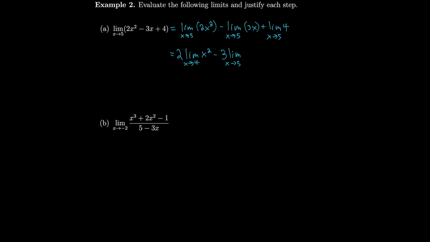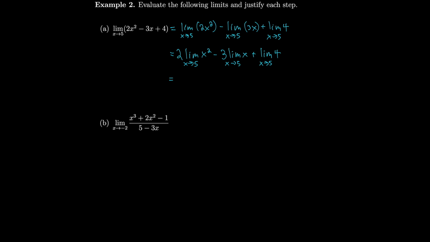Oh wait, what did I do, 4? That should be 5. Minus 3 times the limit of x as x approaches 5, plus the limit as x approaches 5 of 4. Maybe I was thinking about that 4.